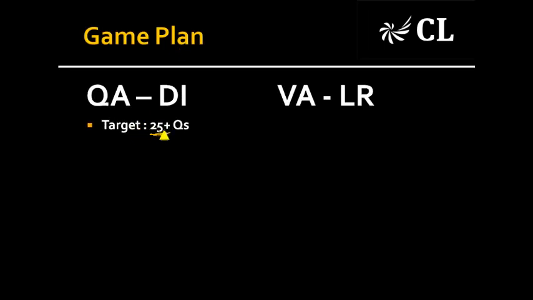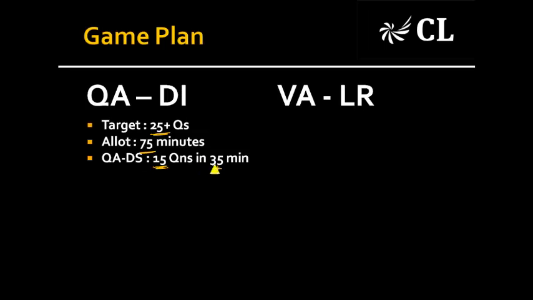So this will be the whole plan. One, target 25 questions in Section 1, allowed about 75 minutes. Try and knock off 15 questions from QA and DI put together in 35 minutes, and DI about 10 questions in 40 minutes.